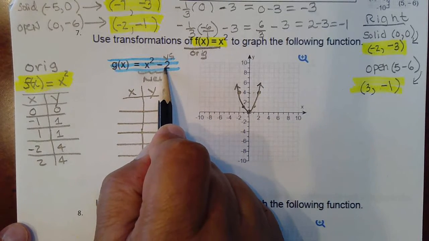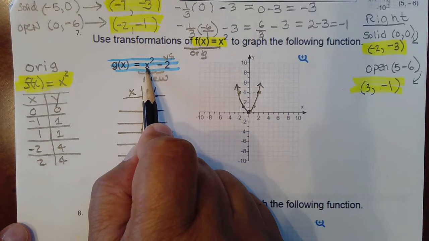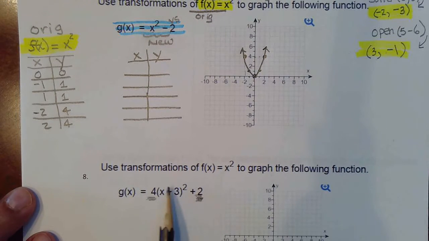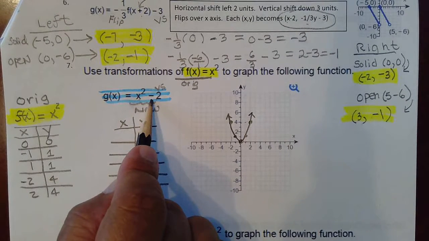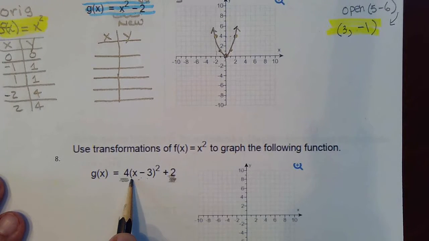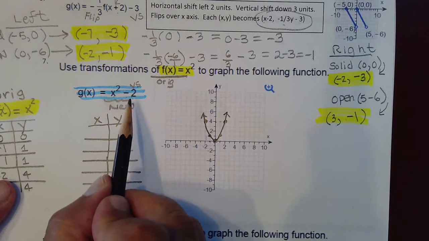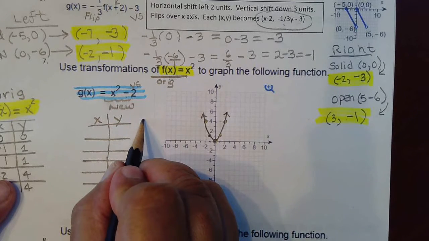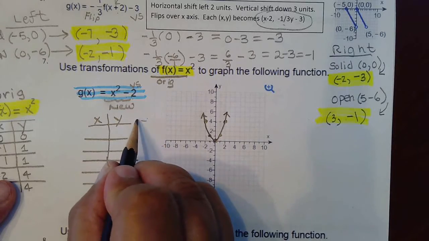This number right here is not inside a parenthesis with the X, as you see in this problem. Notice the difference. Here you're being asked to act upon the X according to the way the function's written. That is not the case here. So when the number is not inside a parenthesis with X like this, that means do it to the Y. So all you're being asked here is to subtract 2 from the Y's. That's all you're being asked to do here. Subtract 2 from the Y's.